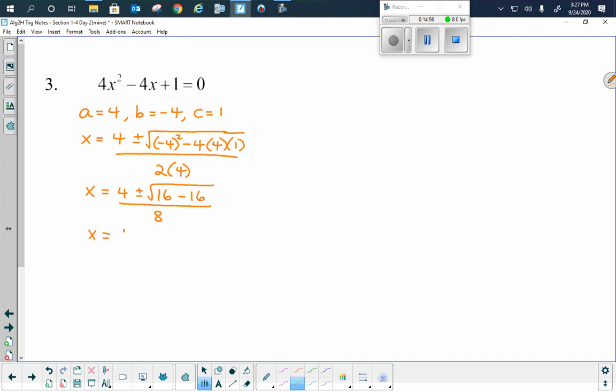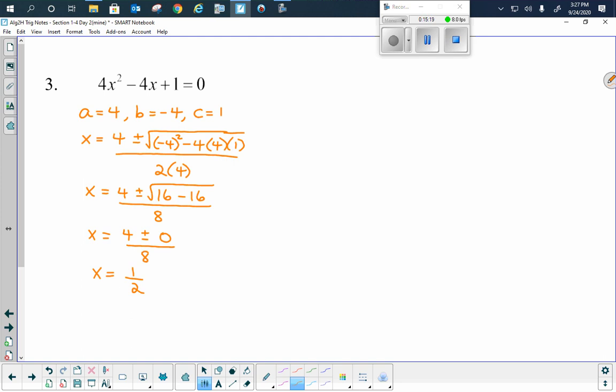All right, so we're getting 4 plus or minus. Now, the discriminant equaling 0 is supposed to tell us one repeated solution. Well, let's see what happens. I'd have 4 plus or minus 0 over 8. And therefore, I am going to get 4 plus 0, or 4 minus 0 is still 4, over 8, which is going to be 4/8, which reduces to 1/2.